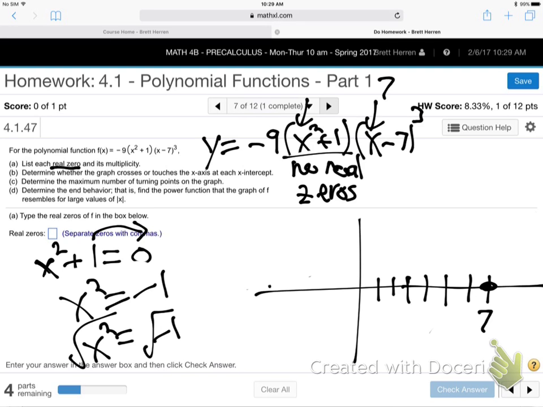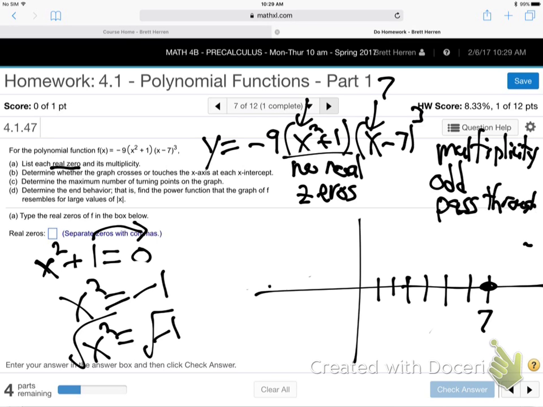That's exactly right. Yeah, so basically, if the power, so let me write that somewhere. If the multiplicity, it's a big word. Multiplicity odd, it's a pass-through. Multiplicity even, it's a bouncer. Bless you. It's a bouncer. Yeah, if it's an even power, multiplicity power, same thing, it's going to be a bouncer. If it's odd, it's going to pass through.